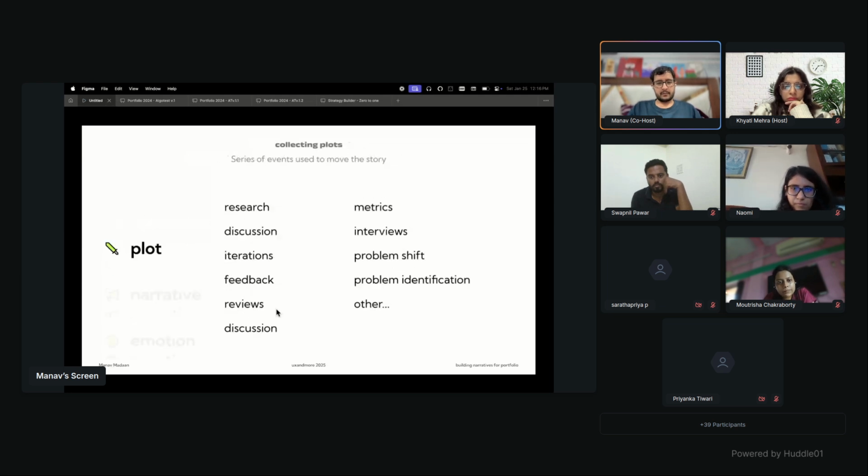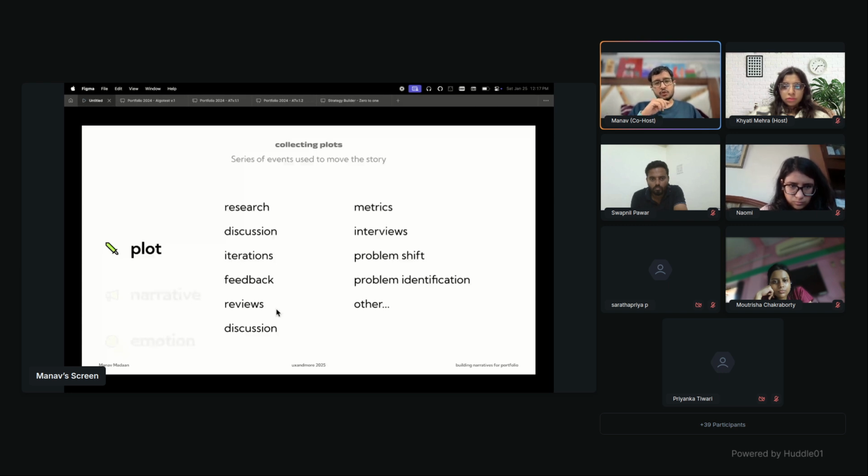The second step is plot. Now, plot is a word which is very specific. It means a series of events that move the story in a certain way, right? So now, in our project, there are many events that happen, right? We do, as you said, research, discussions, iterations, feedback. There are reviews. We even fight with our stakeholders, right? That's a conflict. That's another plot that happens, which is called conflict, right?